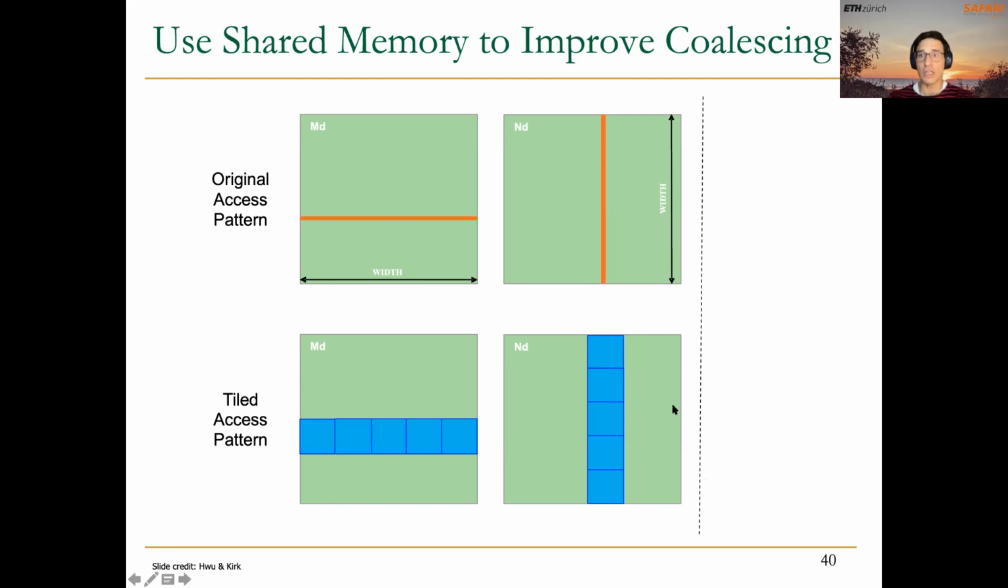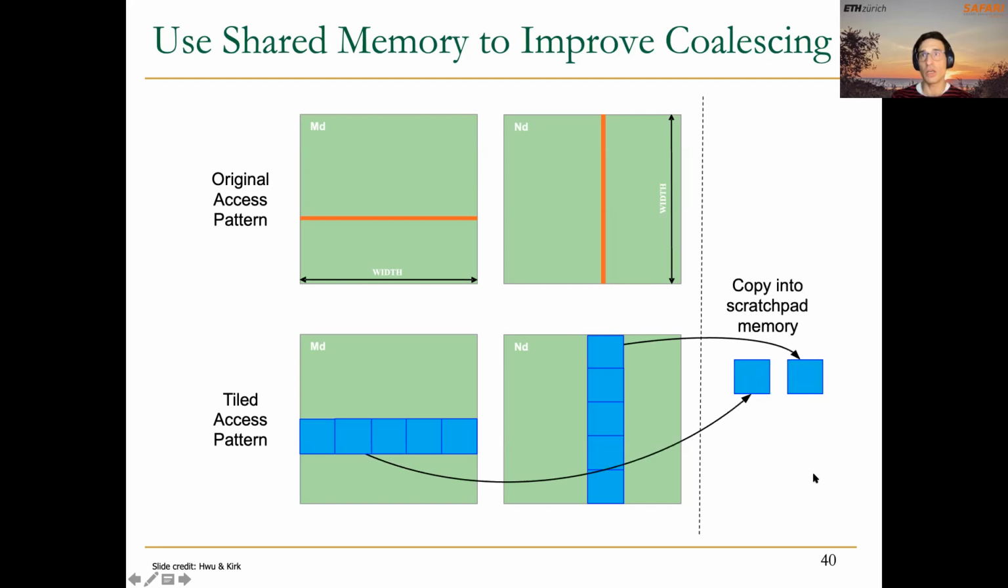So one way of dealing with these uncoalesced accesses is by using the tile access pattern and taking advantage of the scratchpad memory. After having copied the tiles into the scratchpad memory, or the shared memory, we can perform the multiplication. In this case we go over the rows and the columns in shared memory, where we have no problem with memory coalescing, in the same way as we have when accessing the global memory.